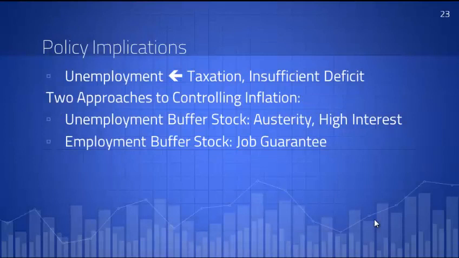The policy implications of MMT are that unemployment results from taxation, which causes businesses to contract, and it results from governments running insufficient deficit, because when the government does not run sufficient deficit, then the private sector surplus is too little and it cannot employ all the people that need jobs.